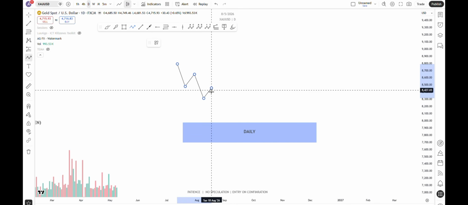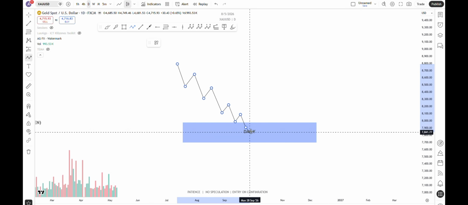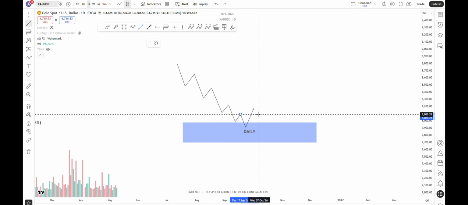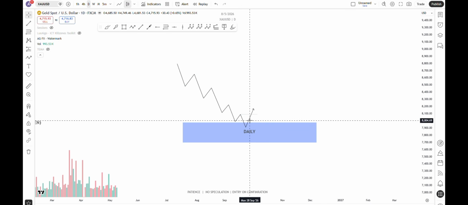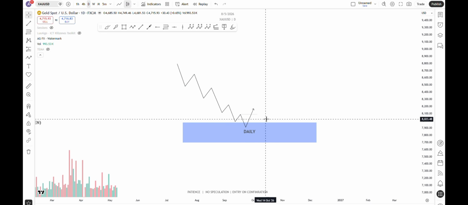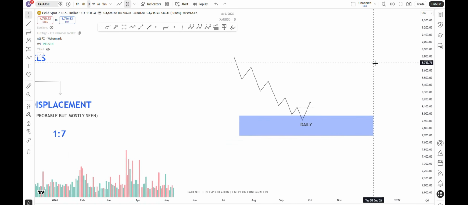So let's say the 1 hour is dropping like this. It creates this last high, and the market drops, taps into the daily POI, and the market pushes higher and breaks above the last high. So what is this? This is a market structure shift.